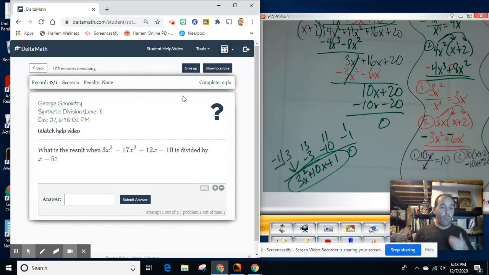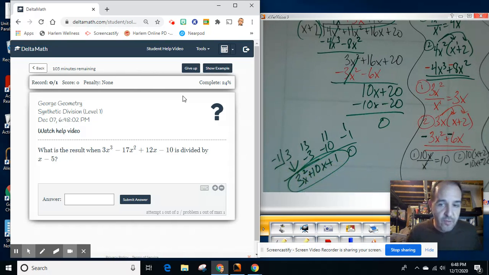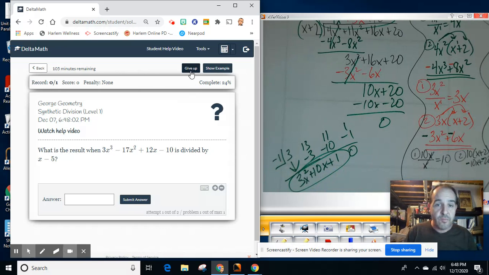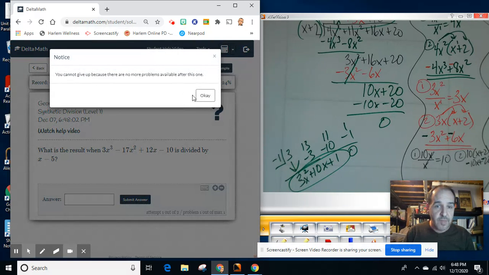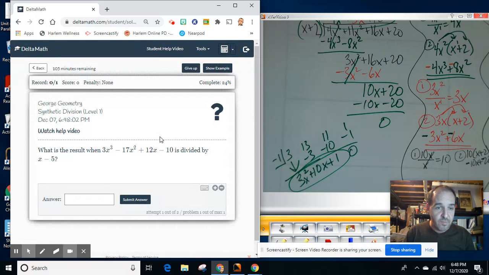So here, what's the result when it's divided by this? It's exactly the same as I just did here. I don't need to do another one. 5 goes in the little box. And then 3, negative 17, 12, and negative 10. You put them in here. So Hardy's going to give up on this one. Yep, I'm giving up. I need to get on to bigger and better things.